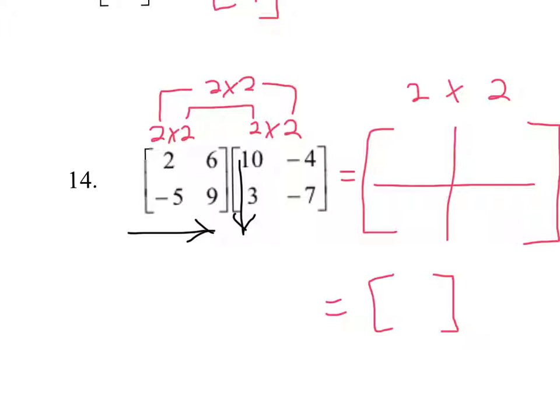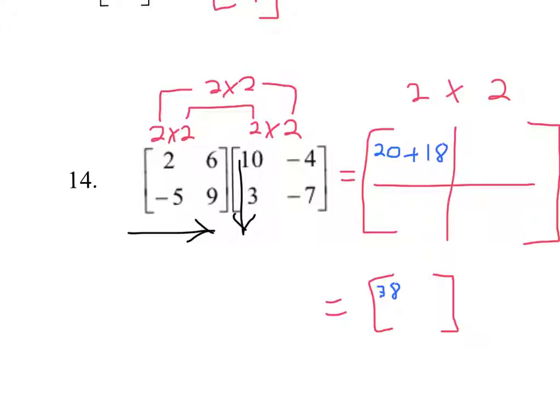All right, so first up, we're going to take the first row and the first column. And so we'll do 2 times 10 is 20, and we'll do 6 times 3 is 18. And then we're going to add those numbers together. 20 plus 18 is 38. So that will be the first number in our matrix.